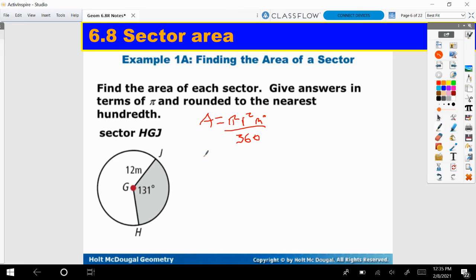If I start putting in the numbers, area is going to equal 3.14 for pi times 12 to the power of 2 times the measure of the arc, which is 131 degrees, all over 360. There's everything in the formula. First we're going to calculate everything up here on top. When you do that, you want to make sure you follow your order of operations.